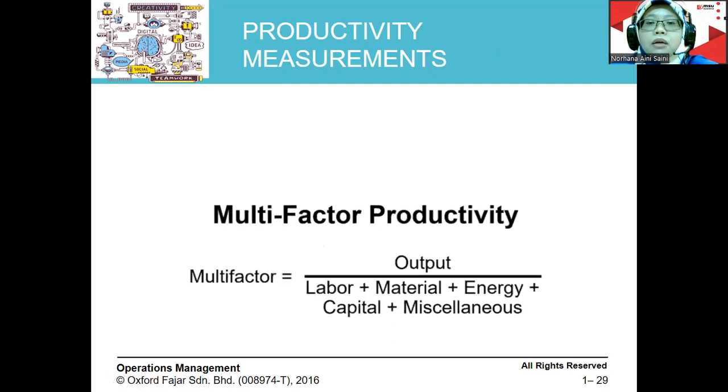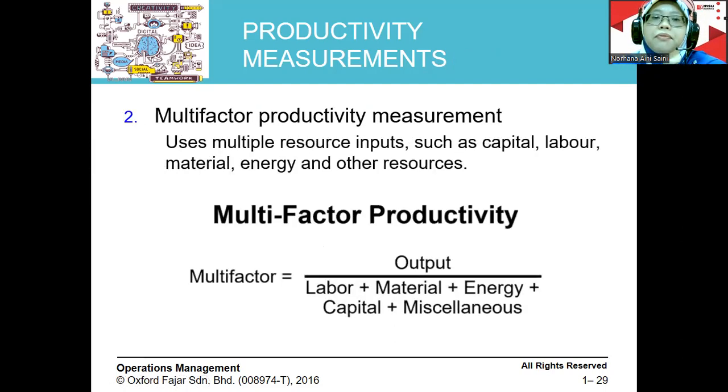Alright, so another one, we have multi-factor productivity measurement. Multi-factor productivity measurement uses multiple resources as input, such as capital, labor, material, energy, and other resources. If it is single factor, we use only a single factor, which is the labor hour. But if it is multi-factor, meaning that, below here, we use many: capital, labor, material, energy, and also other resources.